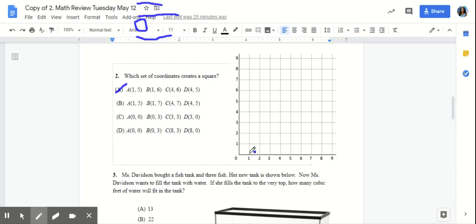B, 1, 5. B, 1, 7. C, 4, 7. D, 4, 5. This is also considered a rectangle. So we know that B is incorrect.